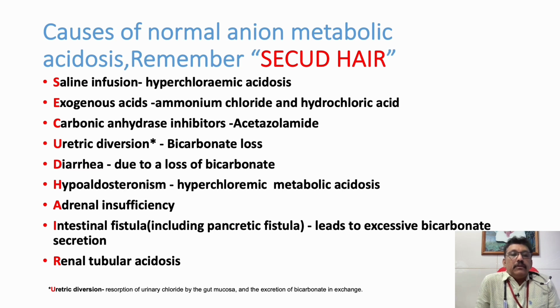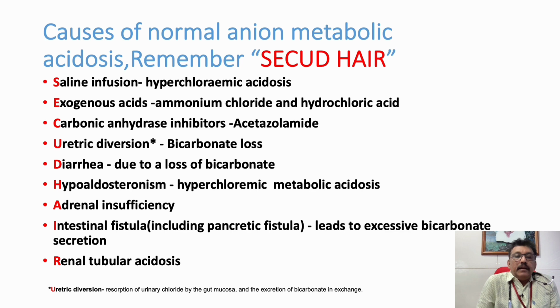Now you can see the mnemonic for causes of normal anion gap metabolic acidosis: saline infusion, hyperchloremic acidosis. When you are giving a large volume of normal saline, you can see this type of acidosis, but that is not clinically significant. We can see the acidosis in ABG, but it will not create any clinical problem in the patient.